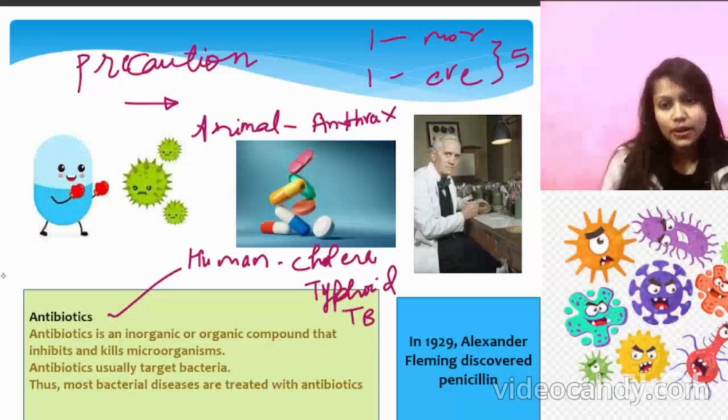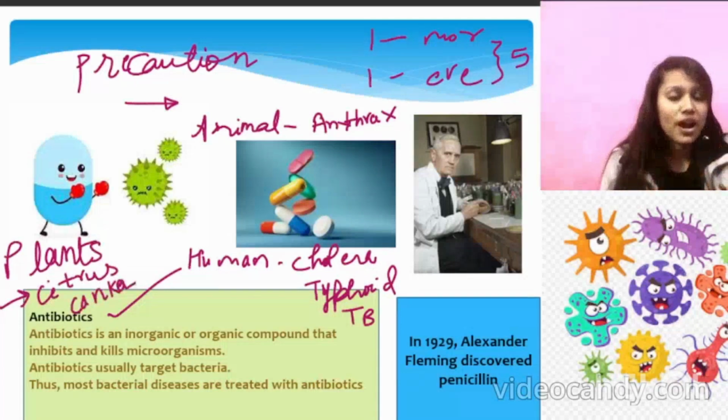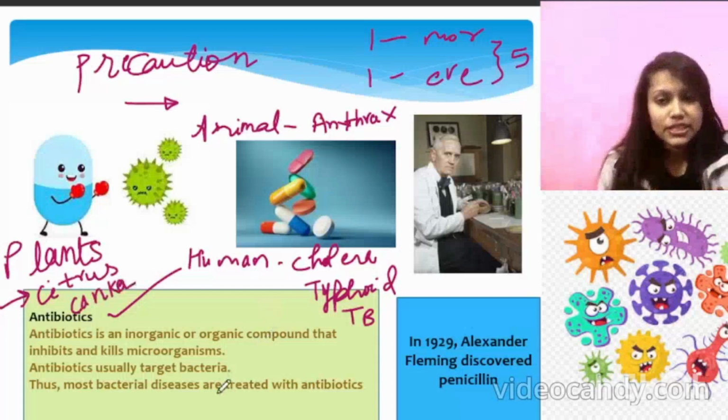Bacterial disease can be seen in plants also. The very famous bacterial disease seen in plants is citrus canker. You can remember this name. In this disease, the leaves develop dark patches, and the growth of the plant gets affected.